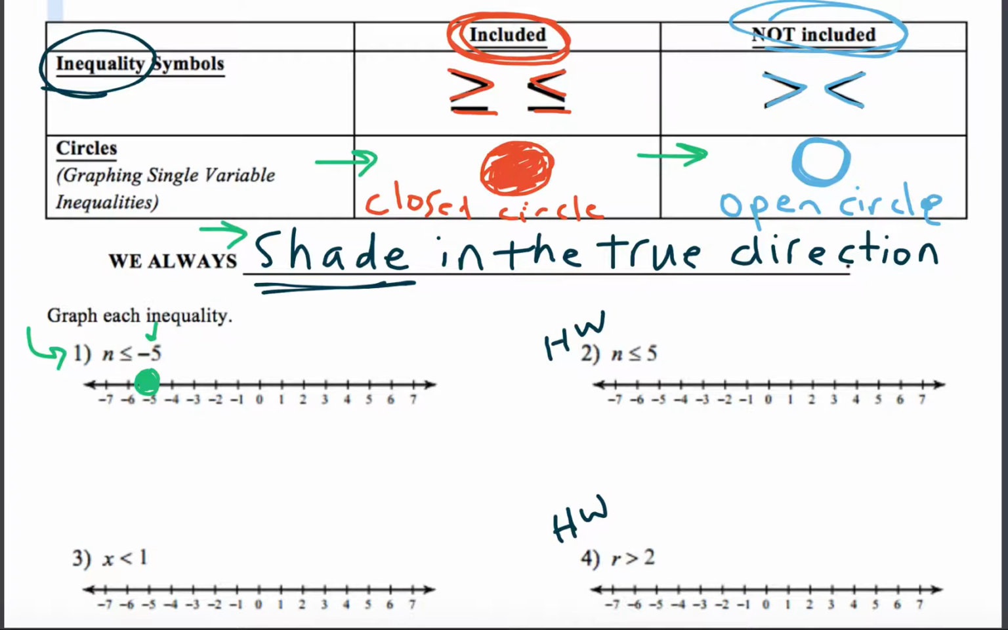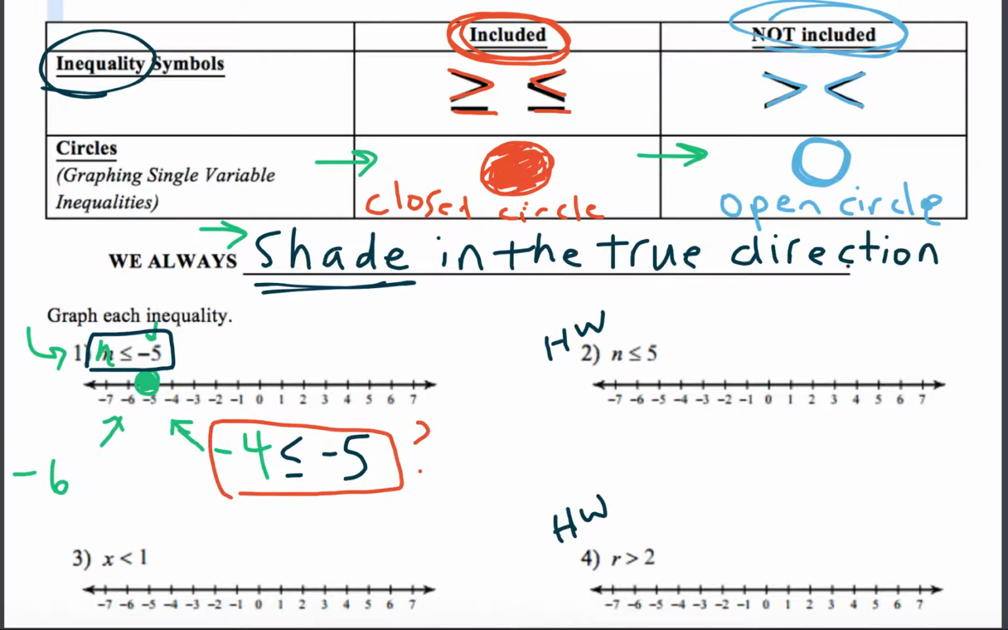Next, we want to shade in the true direction. So n is a variable, which is unknown, but there are two directions we could shade. We could shade towards -4, or we could shade towards -6. If we replace n with those numbers, I'm going to rewrite this inequality using -4 is less than or equal to -5. We want to ask ourselves, is this statement true? Is -4 less than or equal to -5? No, this is false. So this is not the true direction.